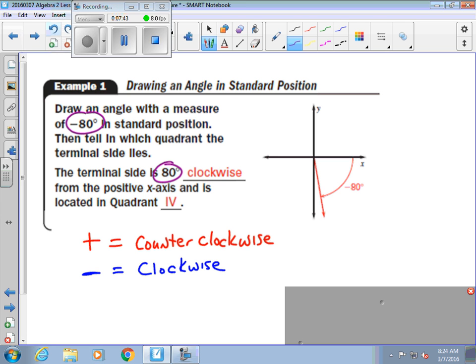You know that if it opened all the way up to the y-axis, it would be 90 degrees. So you know just a little bit short of 90 degrees is 80 degrees. You can estimate when you draw that in. It doesn't have to be perfect.